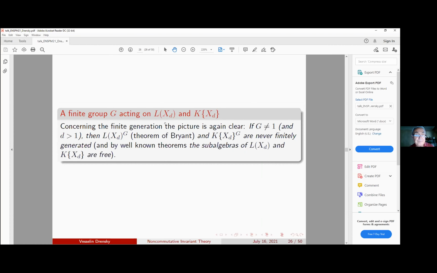And if you have the free Lie algebra or the absolutely free non-associative algebra, then you have something not so nice: if the group is non-trivial, then the Lie invariants are never a finitely generated algebra. And for the free non-associative algebra, the invariants are also not free. Of course, there are some classical results that the subalgebras of the free Lie algebra and the free non-associative algebra are always free. So the problem of whether they are free or not is solved trivially.